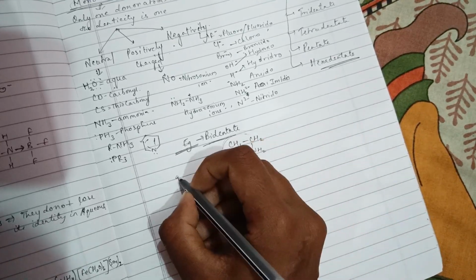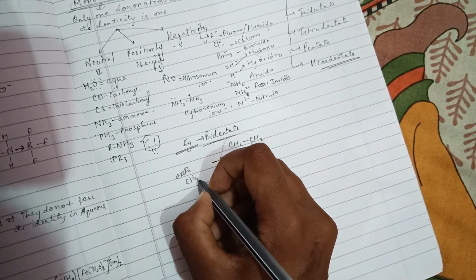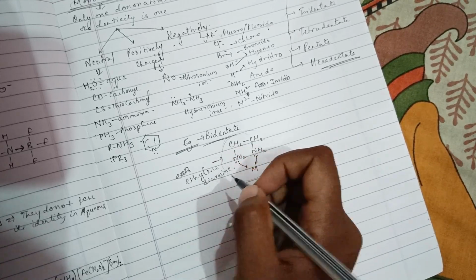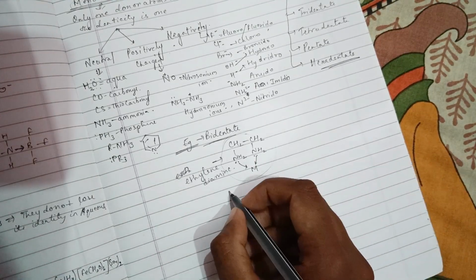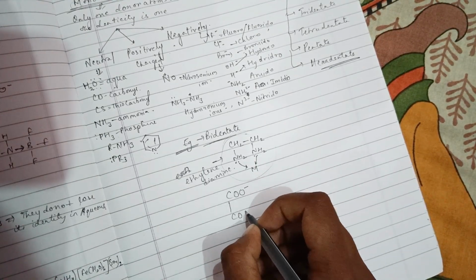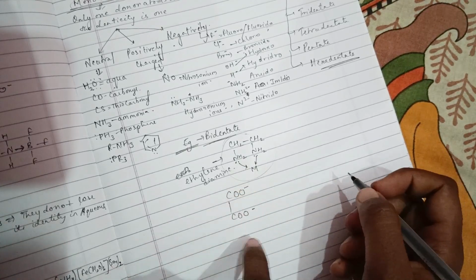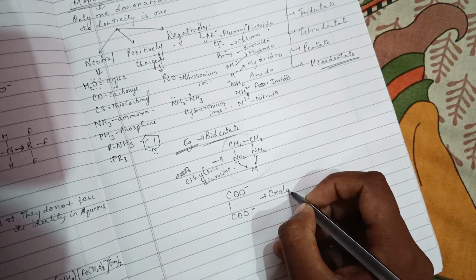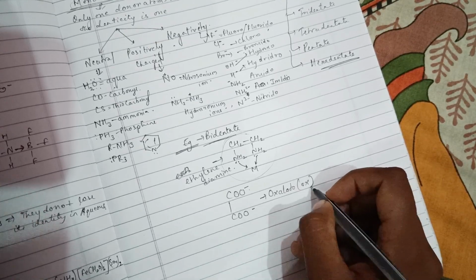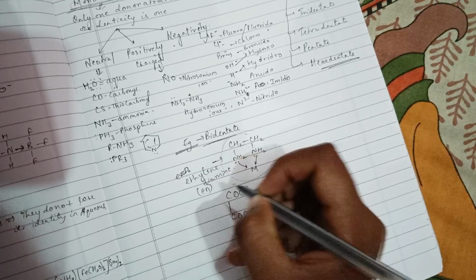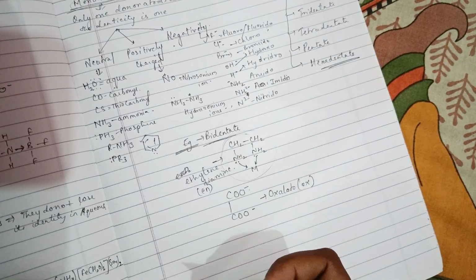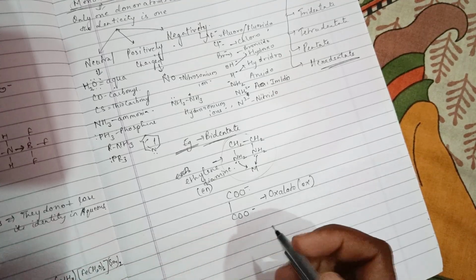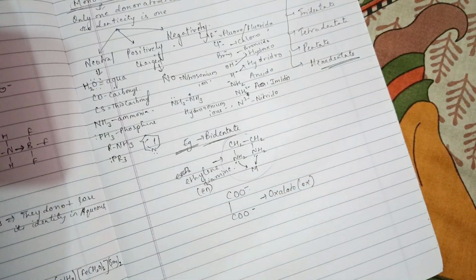This example is ethylene diamine. Another example is COO minus, COO minus, which can donate with its two oxygens. The basic example present in the book is oxalato. Ethylene diamine is represented as en. Okay, these are some basic examples.